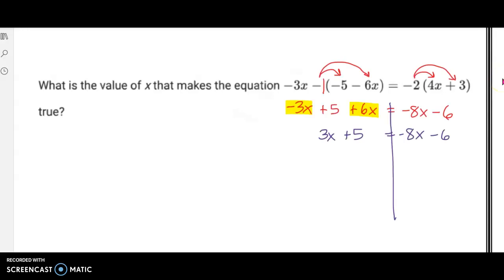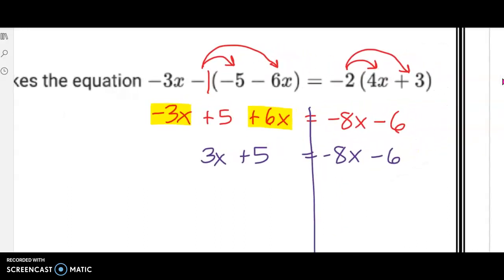These first two steps were where most people got this question incorrect. Firstly, we do not distribute the 3x. We are distributing the negative 1 that's invisible there in front of the parentheses. So when we multiply negative 1 times negative 5 and negative 1 times negative 6x, we end up with pluses because a negative times a negative is a positive.